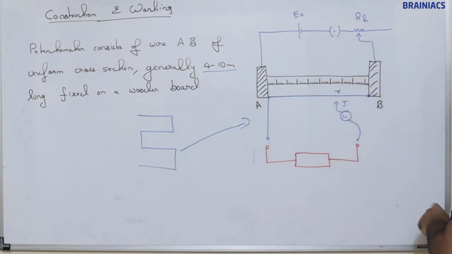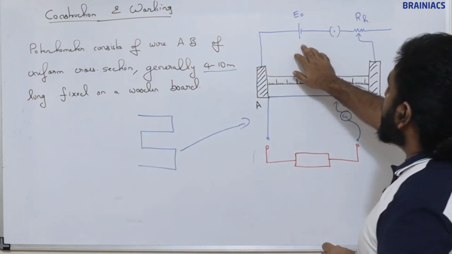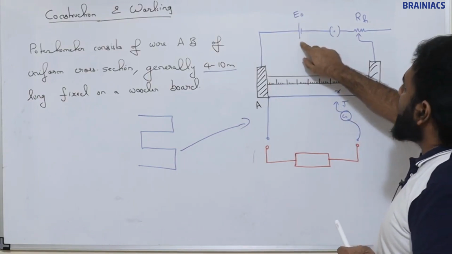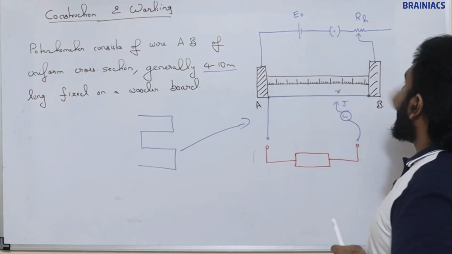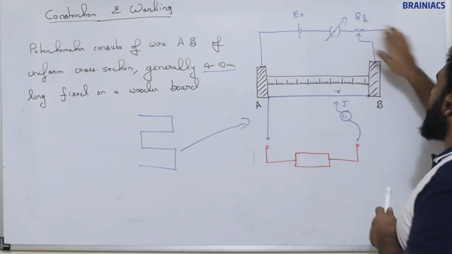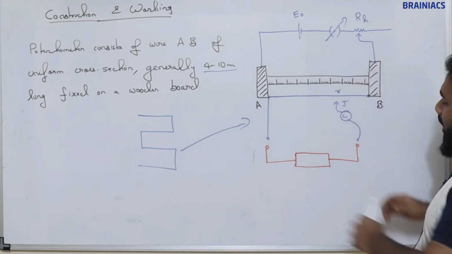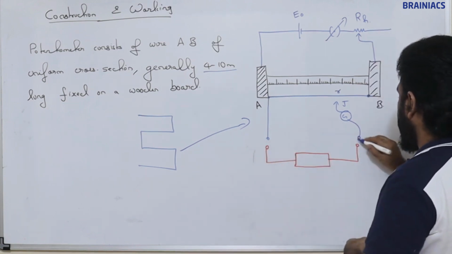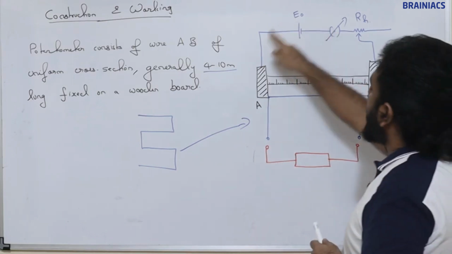Now what we do is we have a driving cell. From this cell current will be generated when we switch on the rheostat. So generally what will happen, this is not connected now, current will start flowing like this.